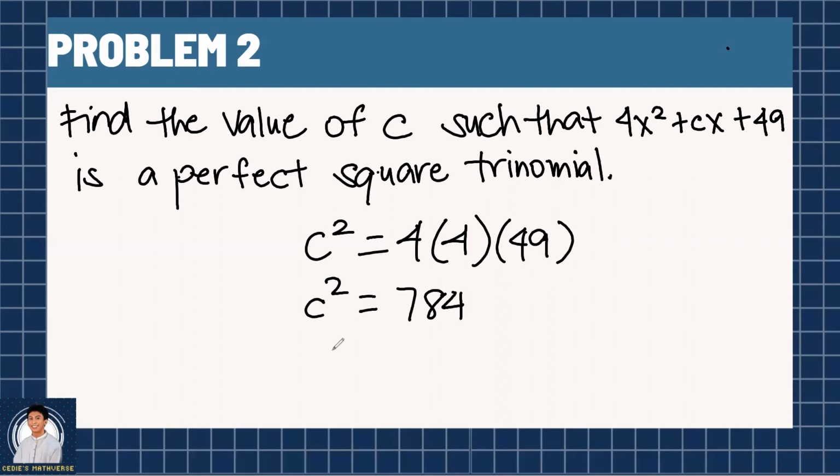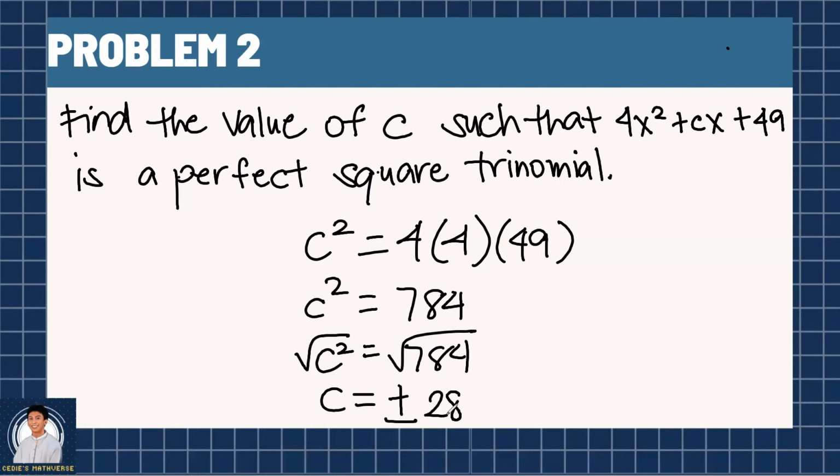Taking the square root of both sides, we get c equals, since this is an equation, we consider two roots, positive and negative 28. And you can see that both of them work, which means that the answers for our problem are c equals 28 and negative 28.